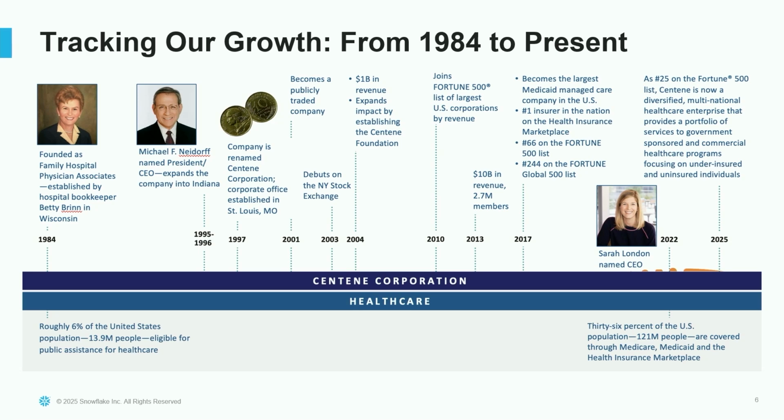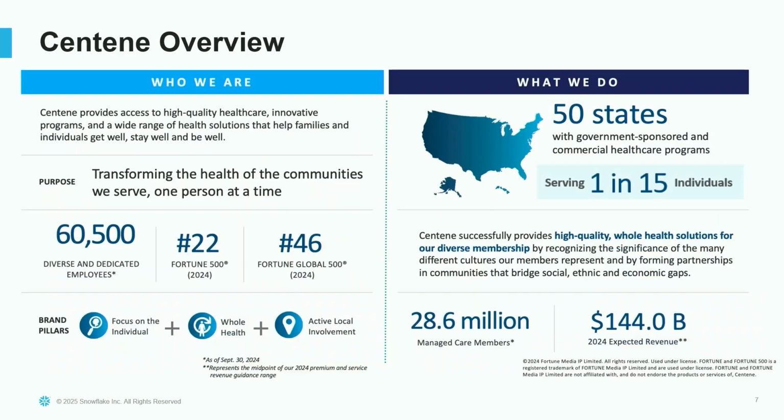Today, we focus on delivering health care programs to underserved populations. We're a Fortune 500 company, 22 in the US and 46 globally in 2024, serving 28.6 million managed care members with projected revenue of $144 billion. Yes, that's B in billion. Our mission, transforming the health of communities one person at a time. With over 60,000 employees, we deliver care that's local, high quality, and culturally relevant.